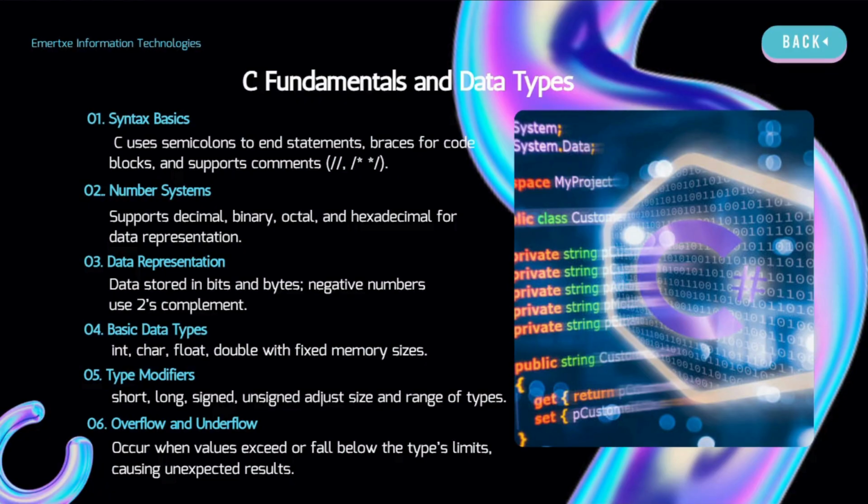Next, we looked at the basic data types in C: int, char, float, and double. These help us to represent whole numbers, characters, decimal numbers, and higher precision numbers. Type modifiers such as short, long, signed, and unsigned allow us to adjust the size or meaning of these data types. For instance, an unsigned int cannot hold negative values but gives a larger positive range. We also discussed overflow when a value exceeds the maximum for its type, and underflow when it falls below the minimum, which can lead to bugs if not handled carefully.